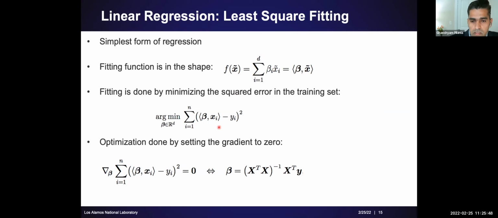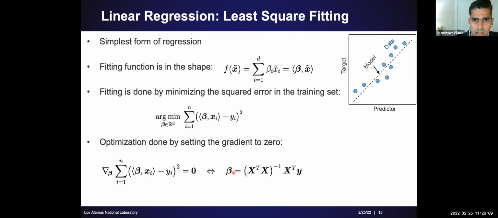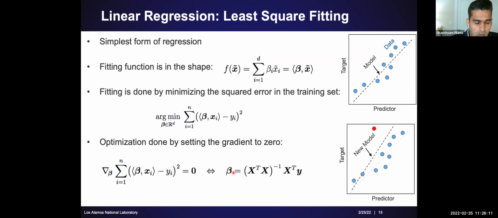And so this is essentially a least square fit problem. You determine these parameters by simply minimizing the least square error, summed over all the training points in the training data set, and it's analytical. So you can solve for beta, and we all know about this.